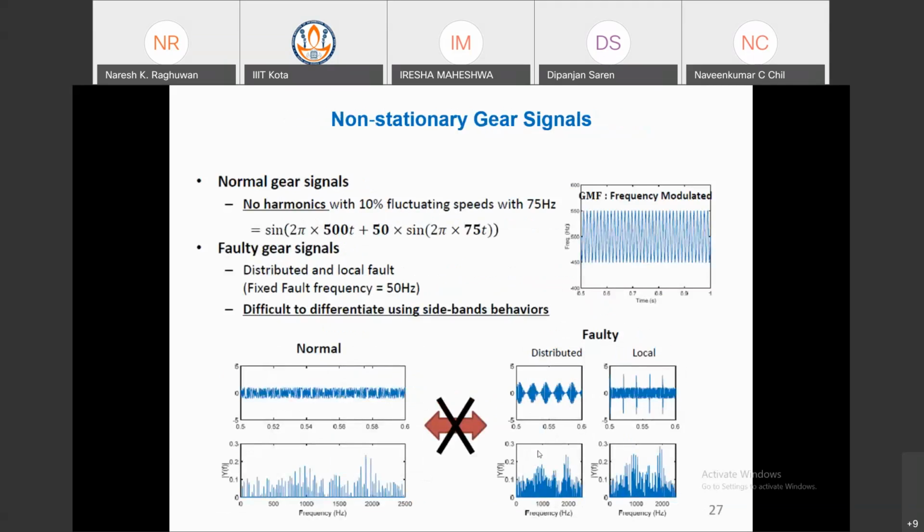Okay, so these are previously known as the stationary signals. Non-stationary gear signals, non-stationary means they are changing with time. Generally, if you are capturing the signals on a machine, they are non-stationary, because if you are simulating the signals, they are stationary, because you are giving the values.